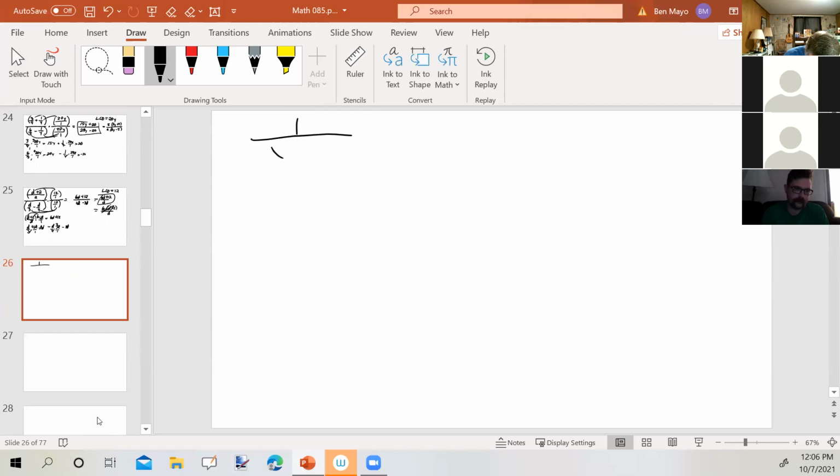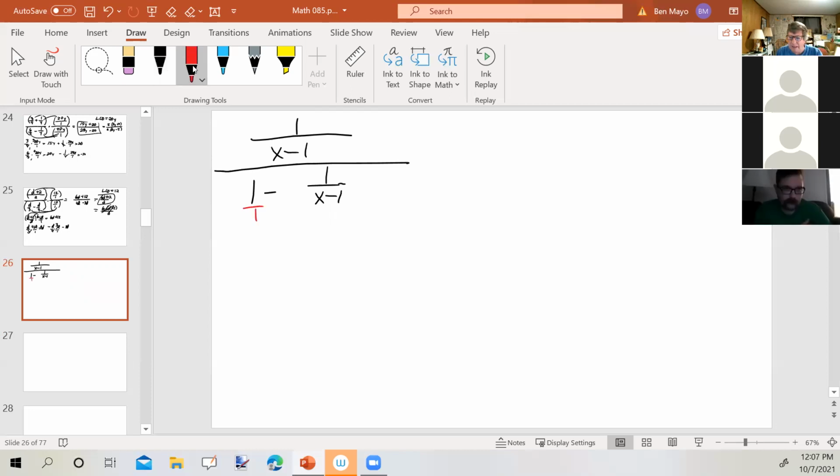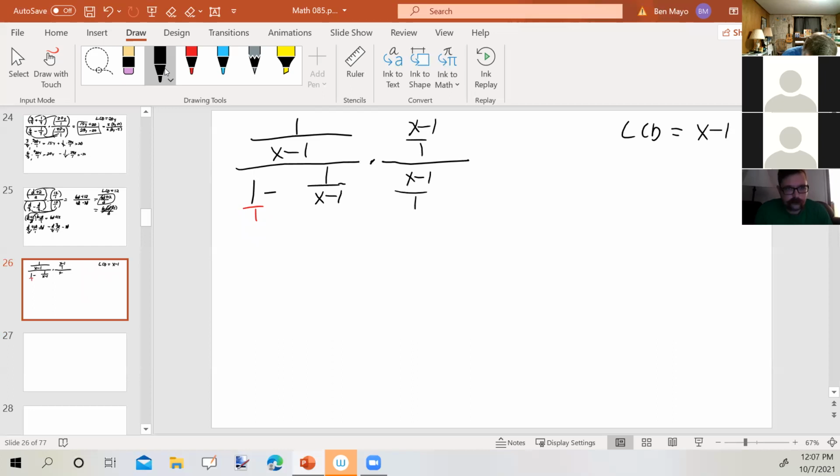1 divided by x minus 1 all over 1 minus 1 over x minus 1. Now, again, there's an implied 1 denominator on that 1. Okay. So my LCD is going to be what? 1 times x minus 1 or just x minus 1? Everybody okay with that? All right. So we're going to multiply by x minus 1 over 1, x minus 1 over 1.